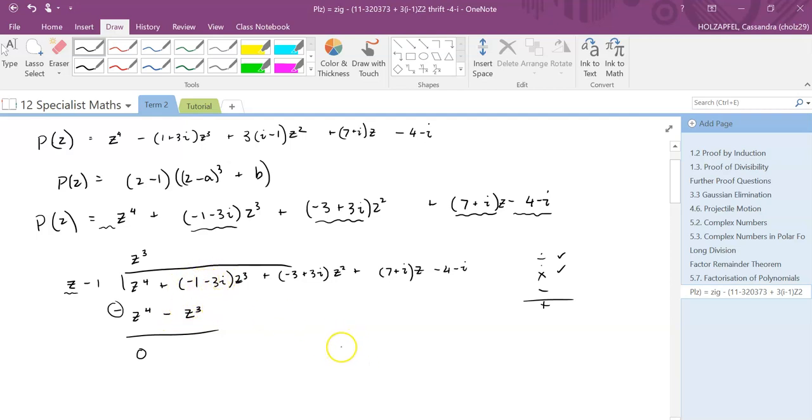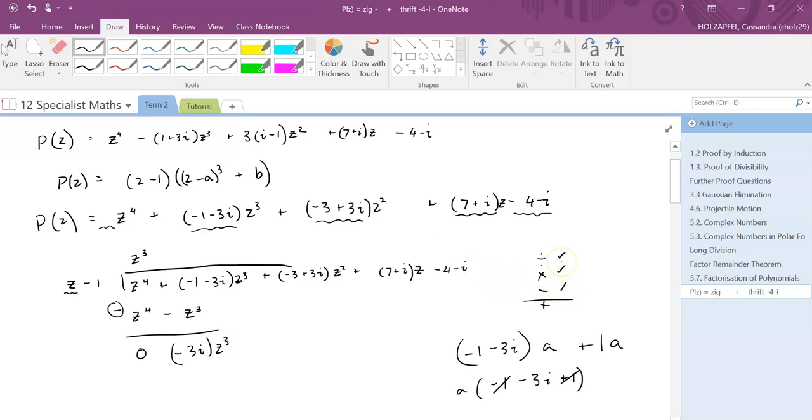I'll just show you what I'm doing with a little bit more explanation. So if I had negative 1 minus 3i a plus a, then what I would do is I would add the coefficients out the front. So factorizing out this other a, I would get negative 1 minus 3i plus 1 like that. Okay, so that's where this next value is going to come from. So those two are going to cancel each other out, and I'm just going to be left with negative 3i z cubed. Okay, so it's a little confusing, but that's my subtraction part done.